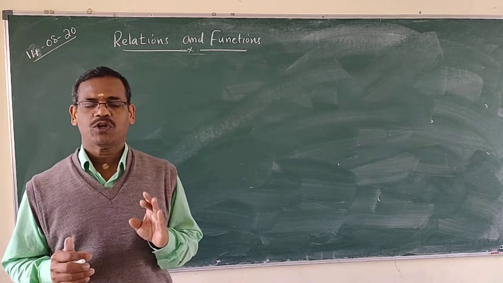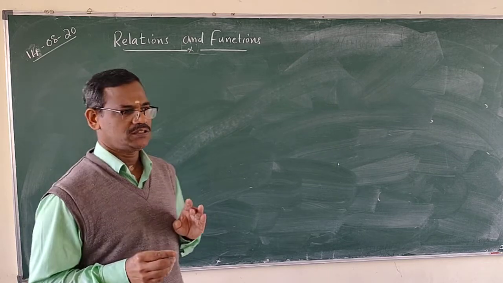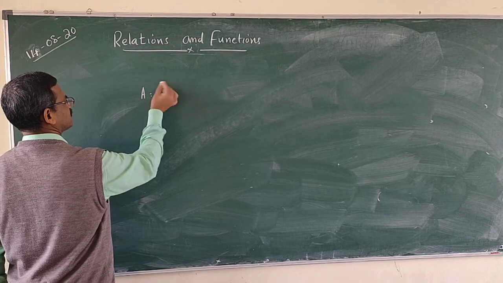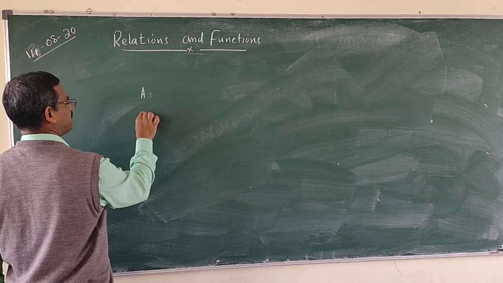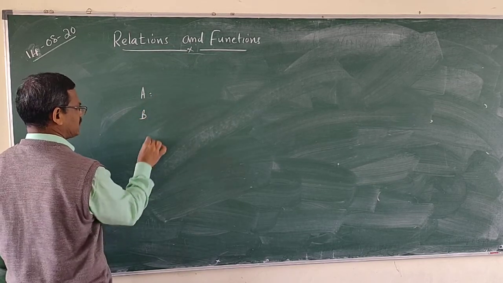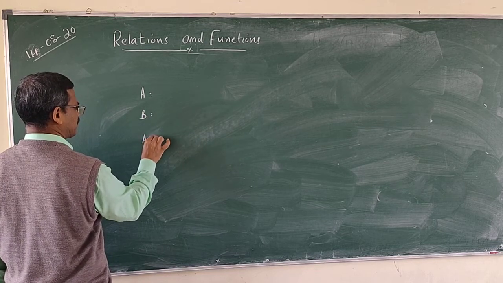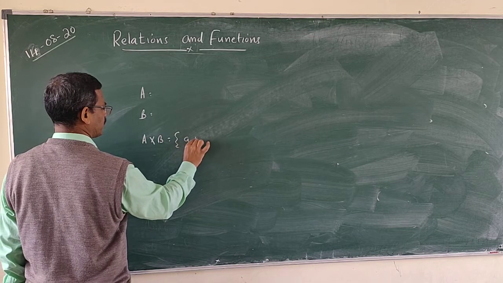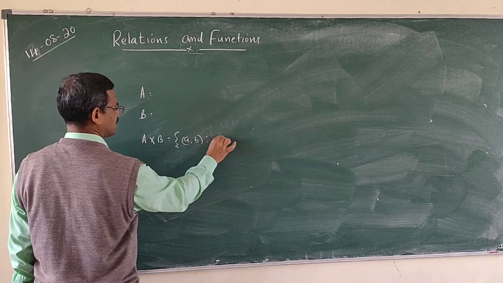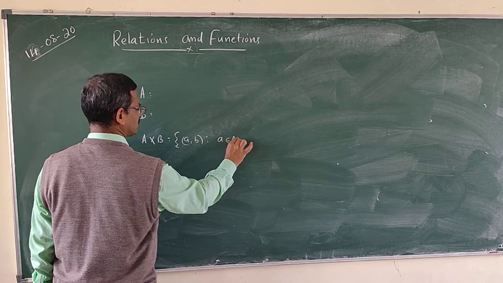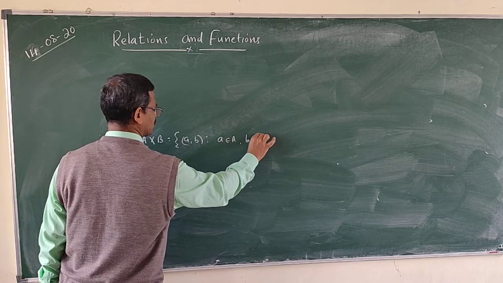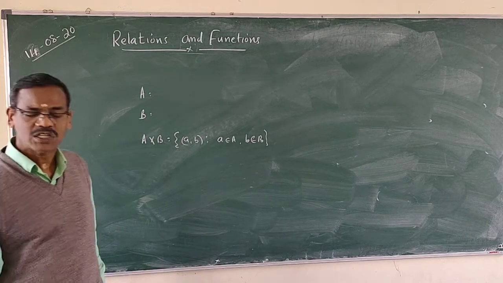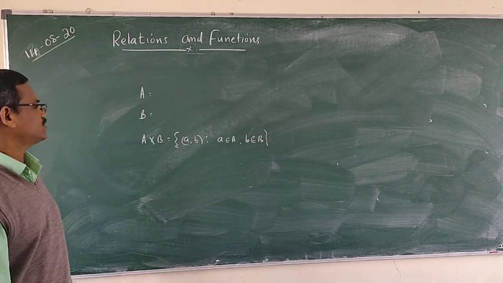Already we have learned about the Cartesian product. I will just recapitulate it here. A is a set with elements and B is another non-empty set. Then the Cartesian product of these two sets is defined as the set of all ordered pairs (a, b) such that a belongs to the first set and b belongs to the second set. This is the definition of the cross product or the Cartesian product of two sets.